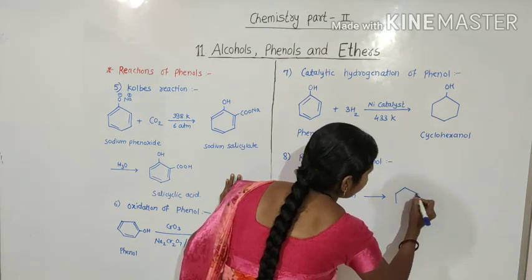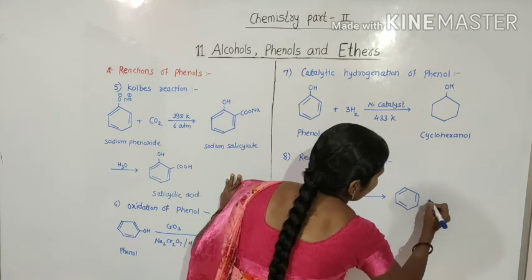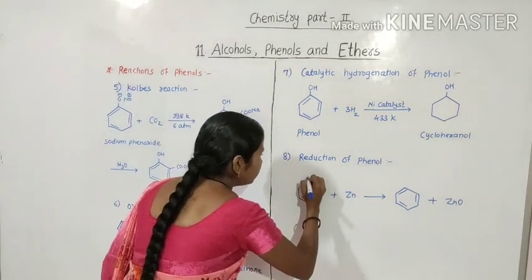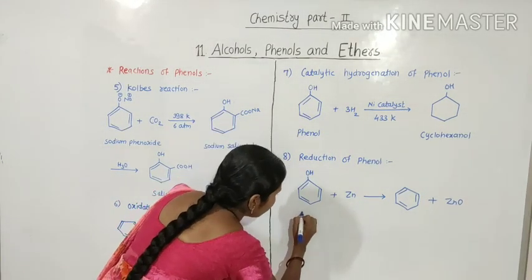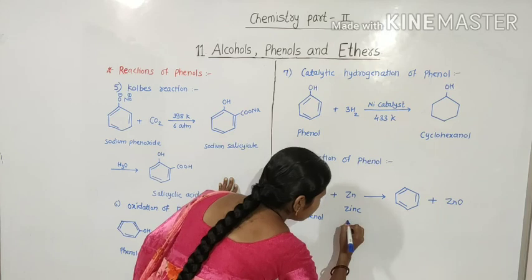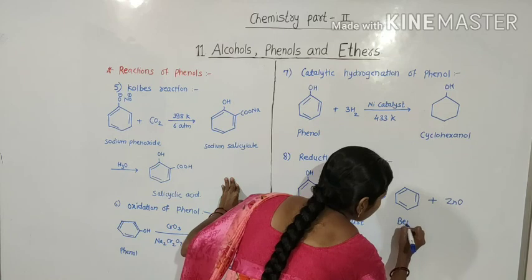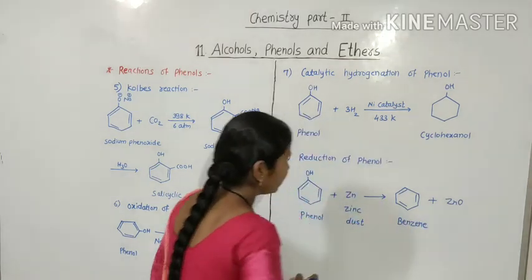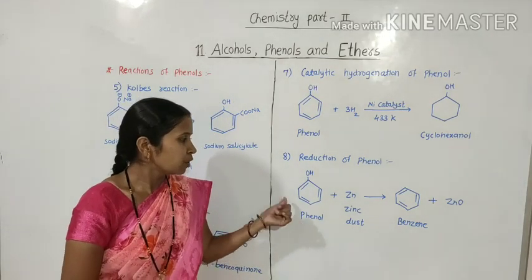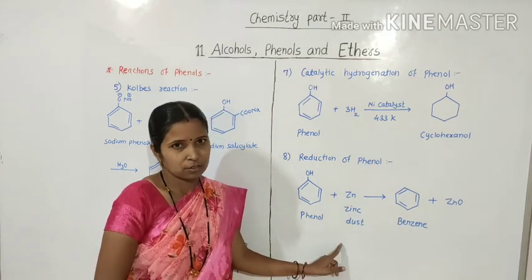To form benzene, and also zinc oxide. This phenol on heating with zinc dust forms benzene. Okay, see again, phenol is reduced to benzene on heating with zinc dust.